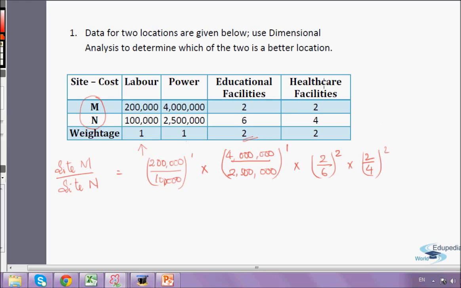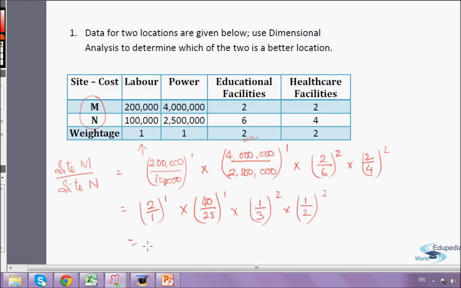Now this is simple to solve if you just take the ratios. Let's do this on an Excel sheet, or let's simplify it first. When we simplify the values here, we will have 2 by 1 raised to power 1, which is nothing but 2, and here this would be equal to 40 divided by 25, which could further be written as 8 by 5. Let me write it as 40 by 25 raised to power 1, and then this would be 1 by 3 raised to power 2, and this would be 1 by 2 raised to power 2.